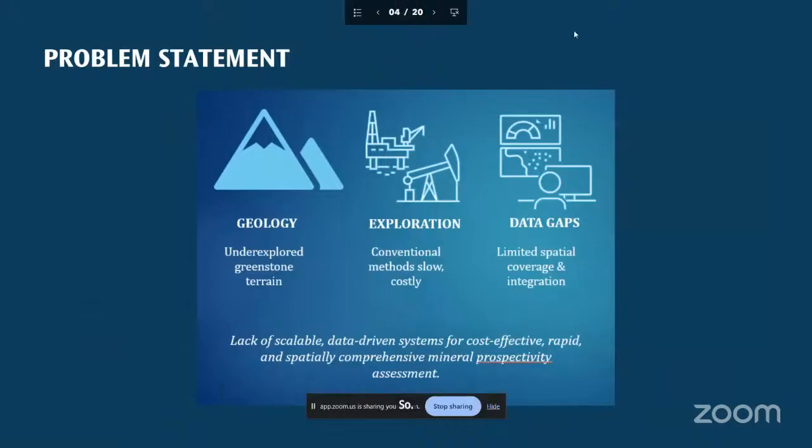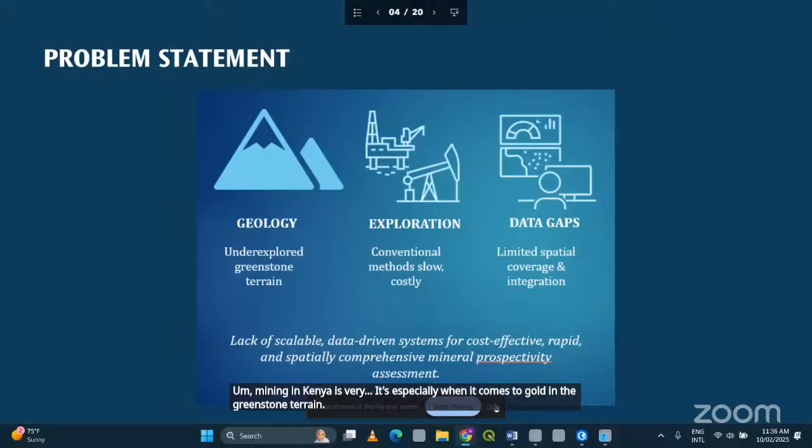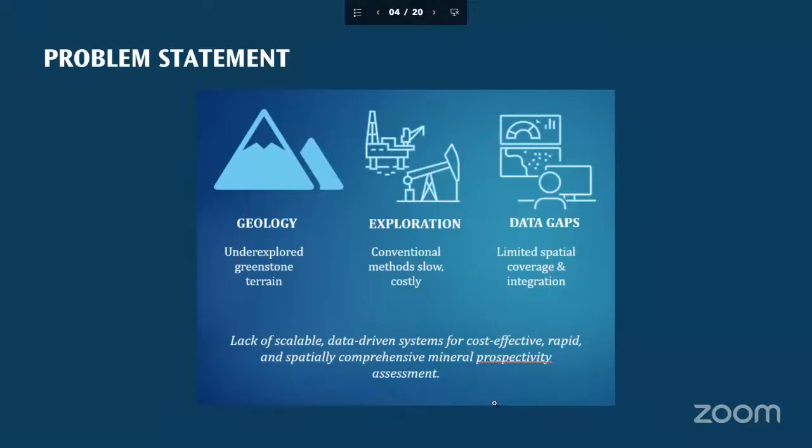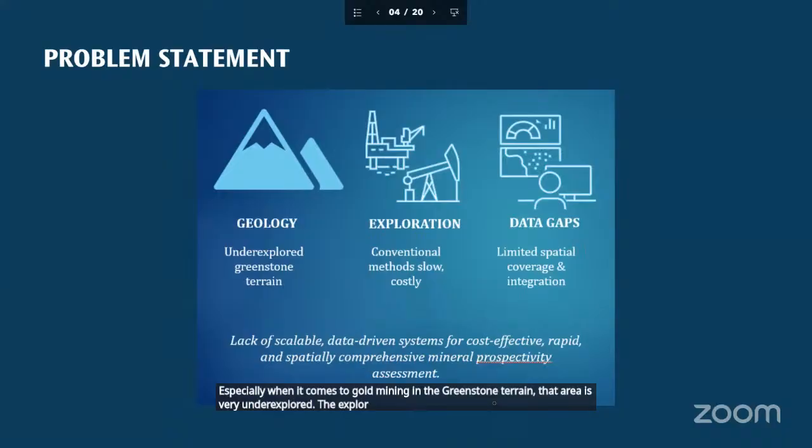So the reason why this project is vital and crucial, especially at this time where the world is evolving to a more AI and machine learning geared perspective, is that for one, mining in Kenya, especially when it comes to gold mining in the greenstone terrain, that area is very underexplored. The exploration efforts that have been made, the conventional methods that are known, are very slow and very costly. It's normally a hit or miss.